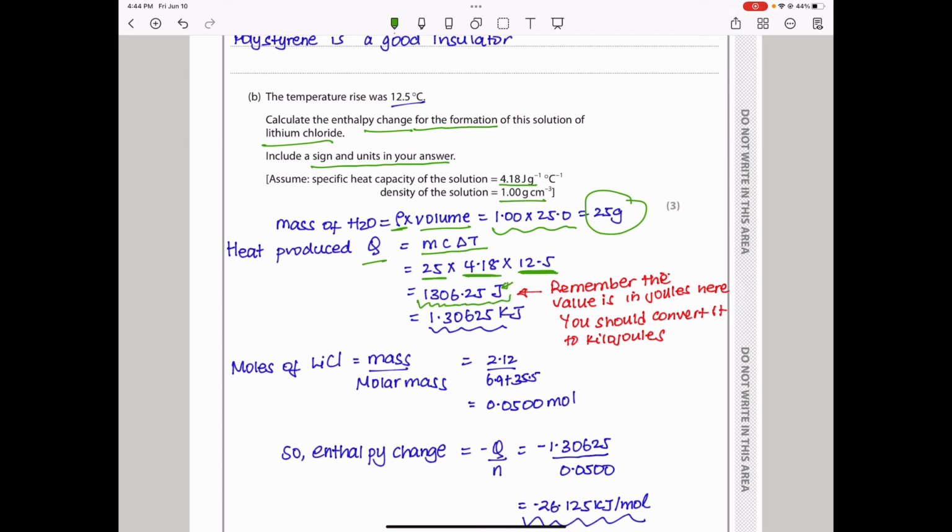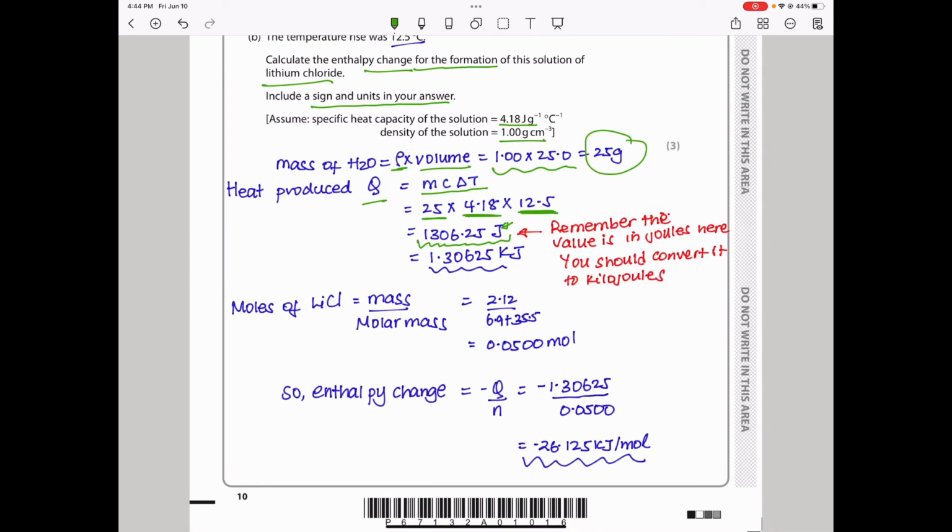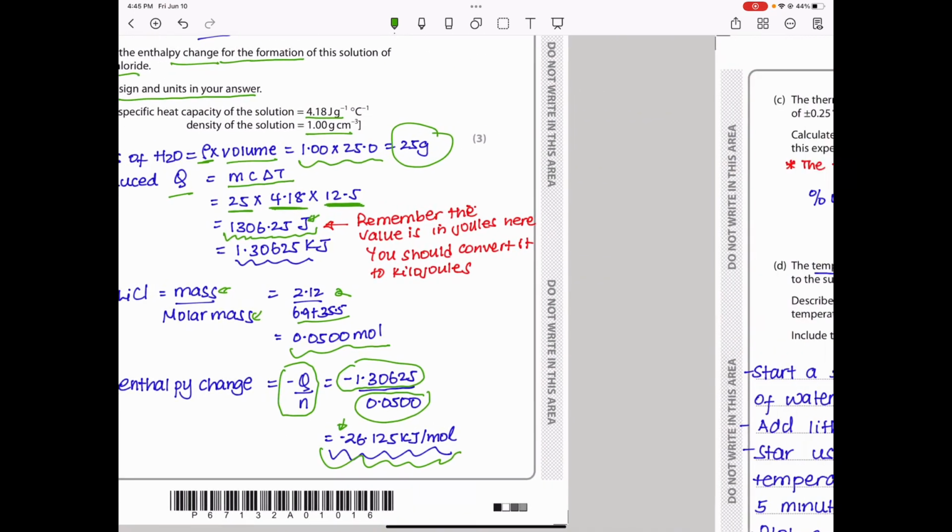Please remember this comes out as joules. If you want to convert it to kilojoules, you have to basically divide by 1,000. And then next, we want to find the number of moles of lithium chloride. So we know the mass and the molar mass. Mass is 2.12, and the molar mass is calculated by adding the two, giving us this. Now, since we know the value of Q and we know the number of moles, we can use this formula to find the enthalpy change, which is going to be negative Q in kilojoules, divided by the number of moles, and the answer we get is going to be in kilojoules per mole with a negative sign. So this is going to be an exothermic reaction.